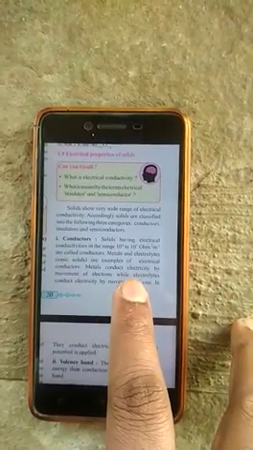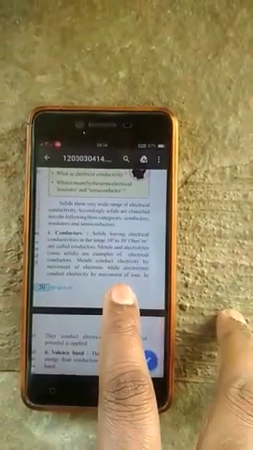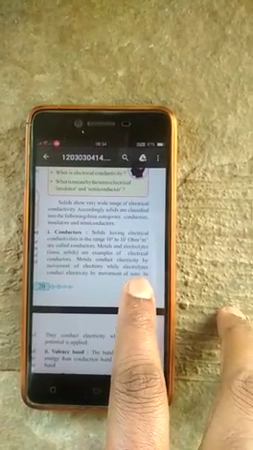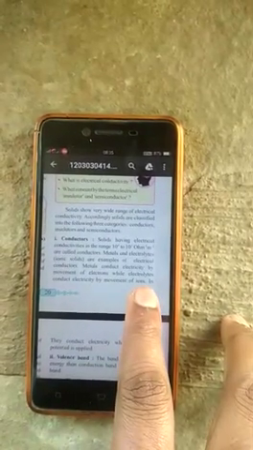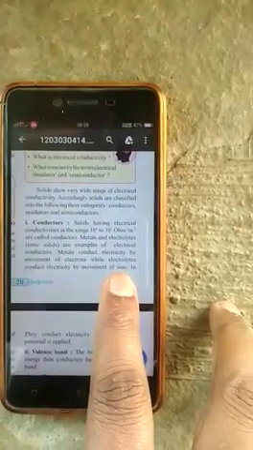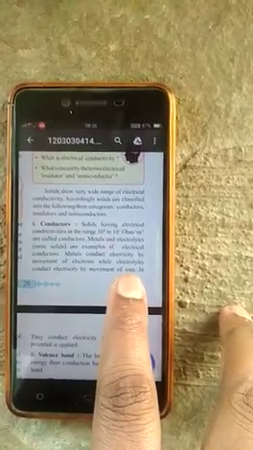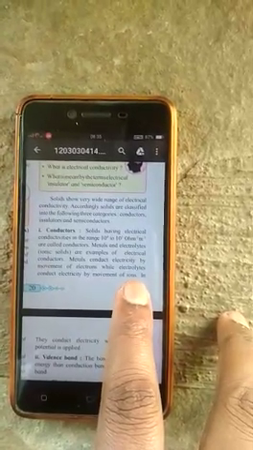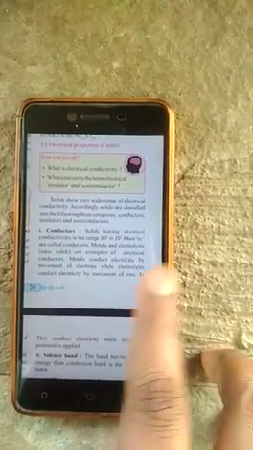First we discuss information about conductors. Solids having electrical conductivity in the range of 10 raised to 4 to 10 raised to 7 ohm inverse meter inverse are called conductors. What is the definition? Solids having electrical conductivity in the range of 10 raised to 4 to 10 raised to 7 ohm inverse meter inverse are called conductors. Metals and electrolytes are examples of electrical conductors. Metals conduct electricity by movement of electrons, while electrolytes conduct electricity by movement of ions.